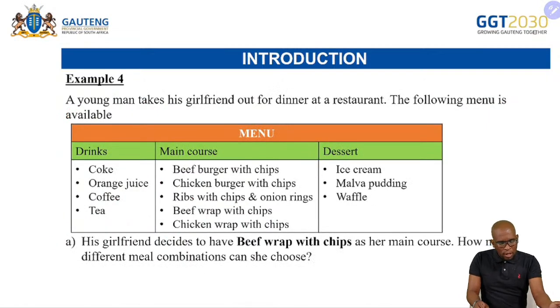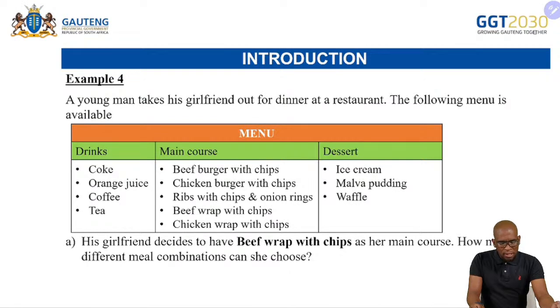Example 4. A young man takes his girlfriend out for dinner at a restaurant. The following menu is available. Now we see for drinks, we have Coke, orange juice, coffee, and tea. And then we have the main course, and we have options for the main course as well as the dessert. We have options for the dessert as well.